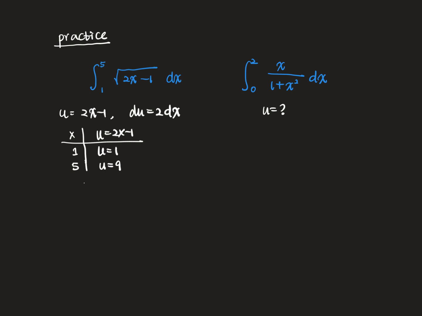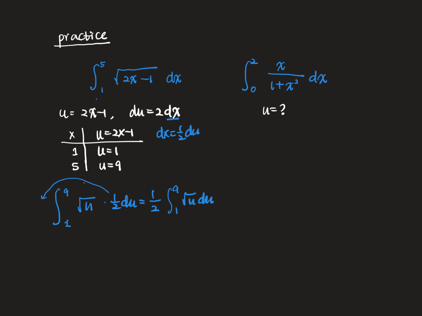So let's just substitute everything. Integral 1 to 9, 2x minus 1 is u, square root. dx gonna be 1 over 2 du. So I'm gonna put the number in front of the integral. 1 over 2 integral 1 to 9 square root u du.